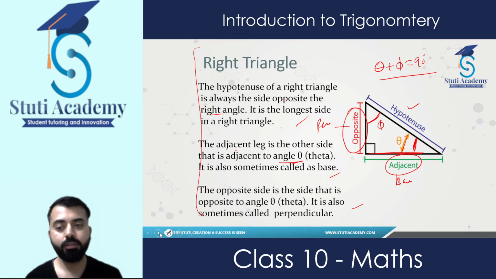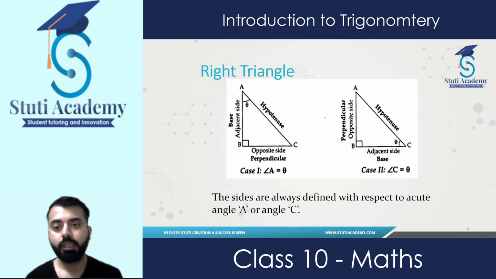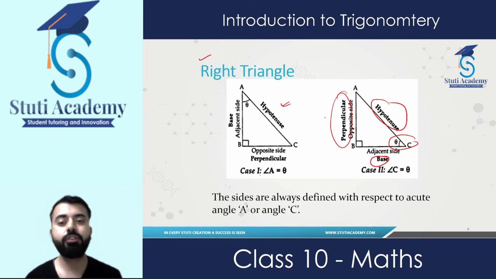Now let's see, what do we have in a right angle triangle. See, if we change the perspective of the angles, let's say angle theta was at C, then this will be the perpendicular side, this will be the base, and this will be the hypotenuse. The hypotenuse is totally fixed in the right angle triangle.